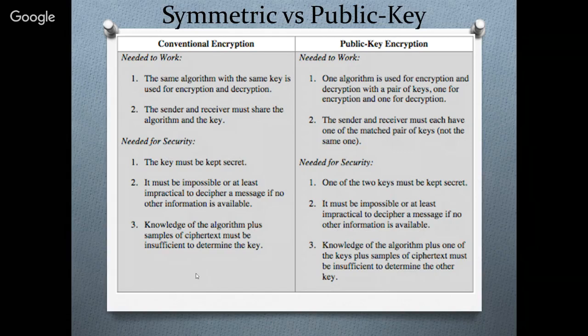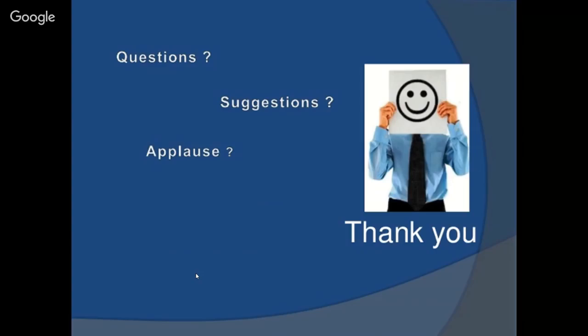That is, to identify the key, the algorithm and the ciphertext should not make it easy to guess the key value. Whereas in public key encryption, apart from the algorithm and the ciphertext, even with the help of the public key, it should be very difficult to identify the private key. So these are the differences between conventional and public key encryption. For this, we'll stop the topic today.